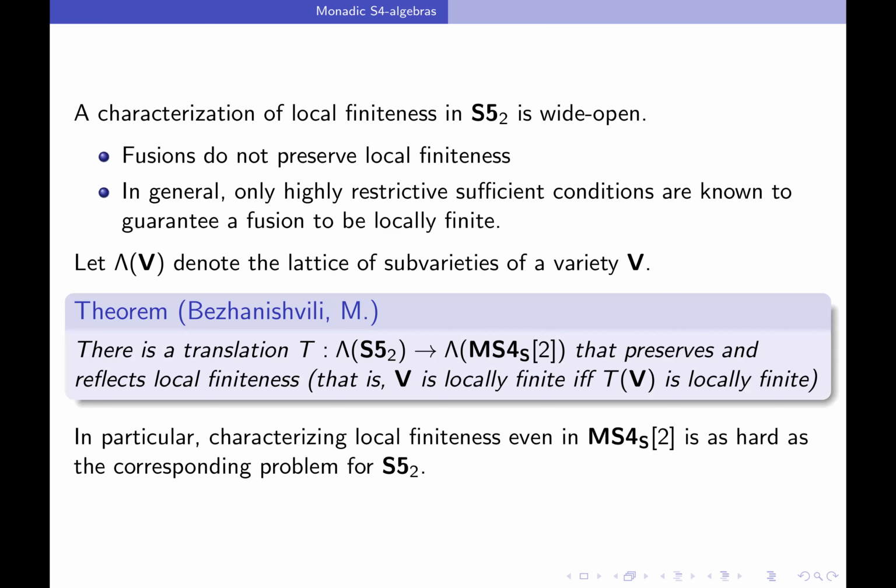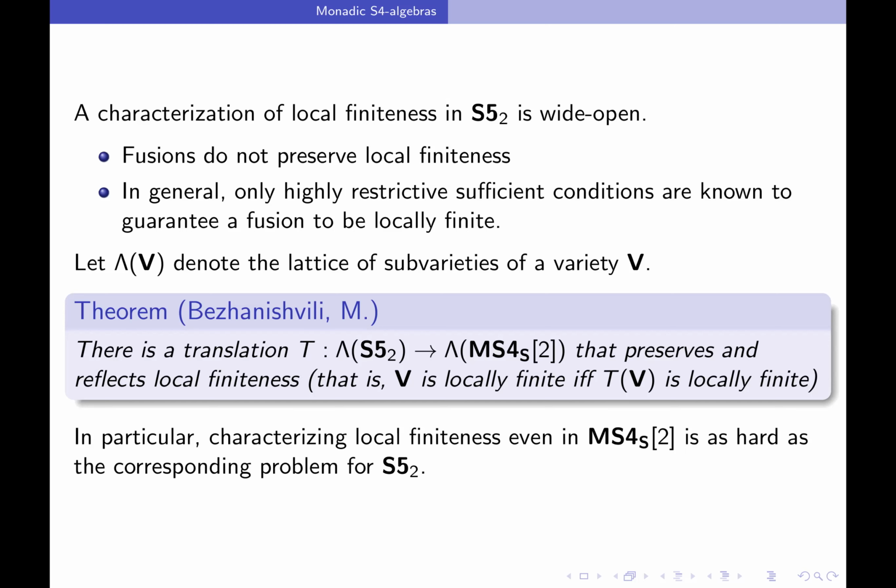So this translation has the property that V is locally finite as a subvariety of S5(2) if and only if T of V is locally finite as a subvariety of MS4. And so what this translation demonstrates is that characterizing local finiteness is sort of like a reduction. It demonstrates that if you want to characterize local finiteness, even in this very small subvariety of MS4S or MS4, that's already as hard as characterizing it in S5(2).